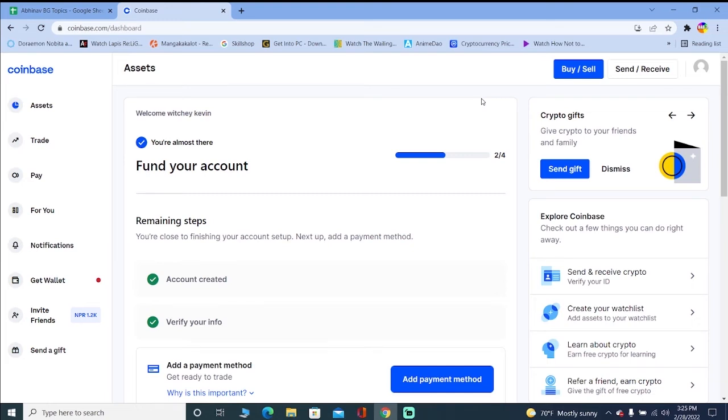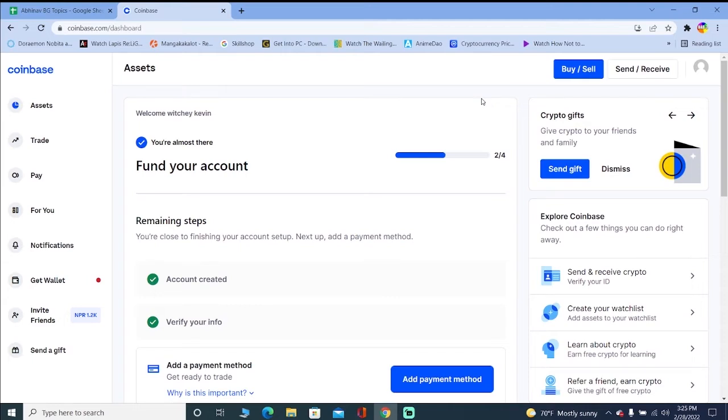If you're facing the problem of your account being under review, this is basically Coinbase reviewing your account, because Coinbase is a money-related app. It's crypto, but crypto is related with money. So if something suspicious is happening, they're going to review your account.